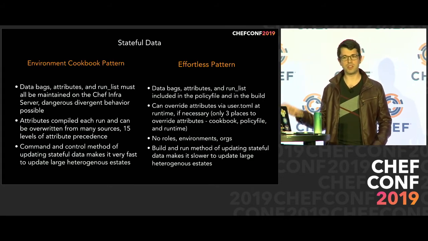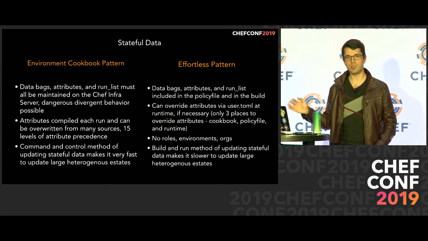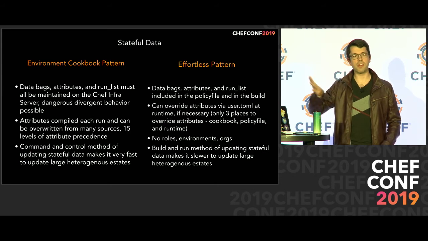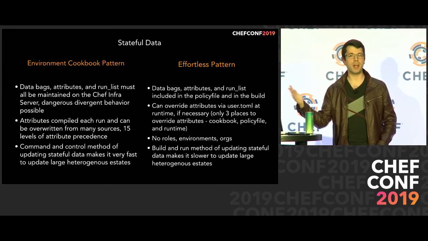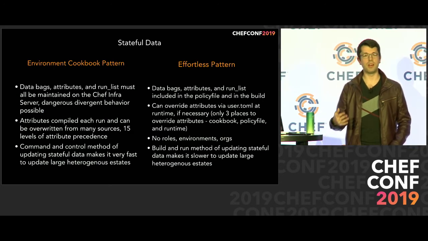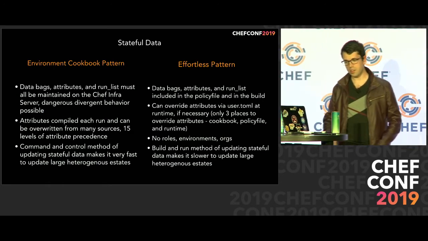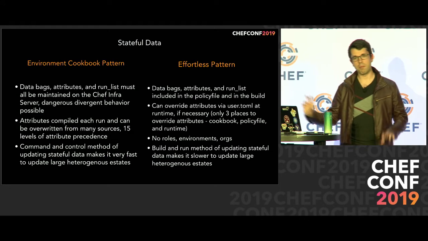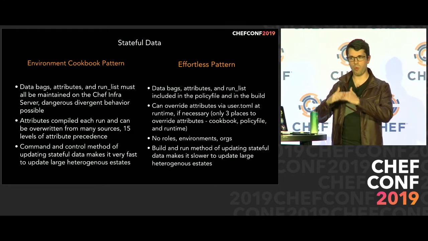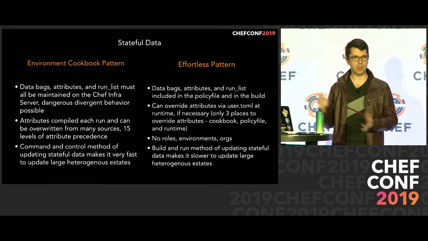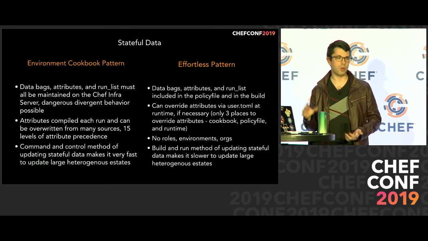And it's not just because of 15 levels of attribute precedence. It's also the source of where the thing was overridden. And a lot of times you can't find where that is. Maybe it was somewhere in your pipeline. So in the Effortless pattern, by bundling everything together, by having the policy file be that one document that outlines everything, we don't have to worry about that.